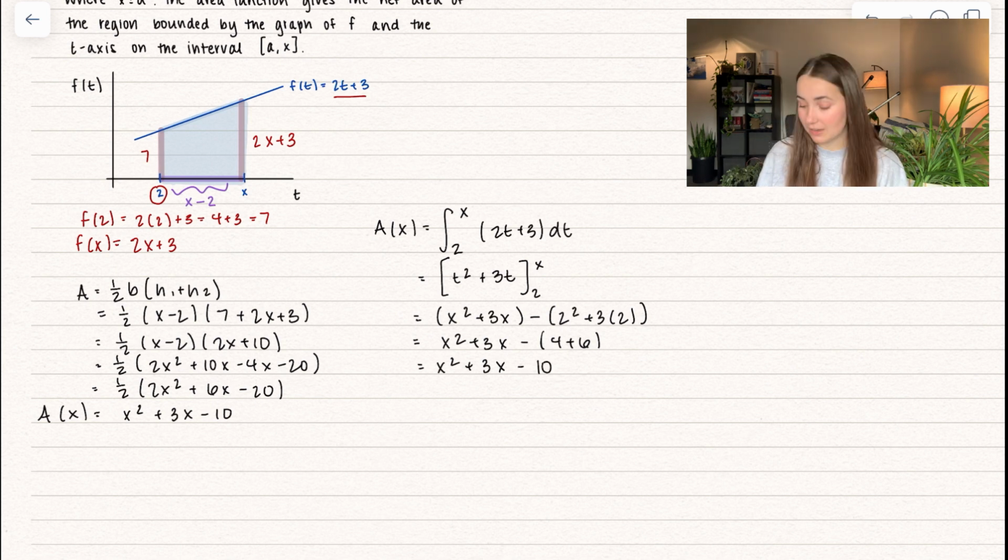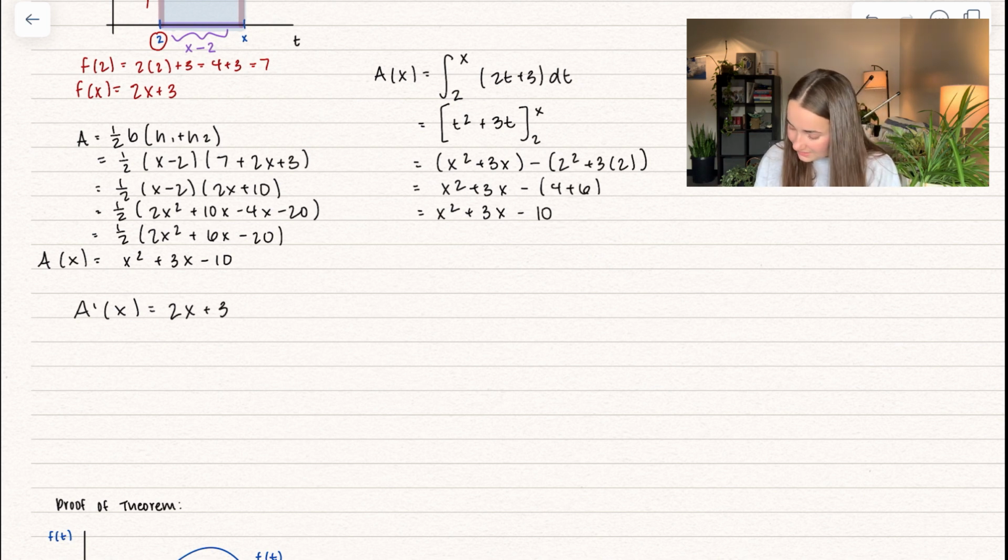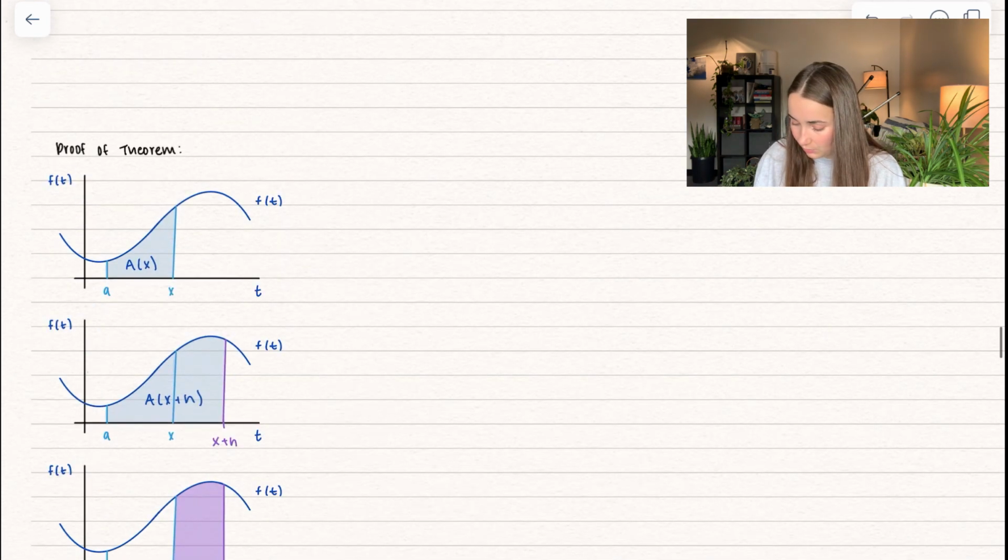So what would happen if we were to take the derivative of our area function? A prime of x is equal to 2x plus 3, right? Which is very similar to what we were integrating. We were just integrating in terms of t rather than in terms of x. And so this is going to give us a little hint. We're going to go ahead and prove why that's the case. So let's go through the proof of it.